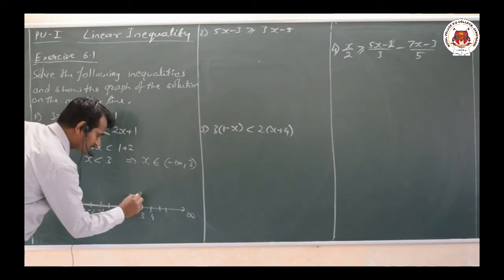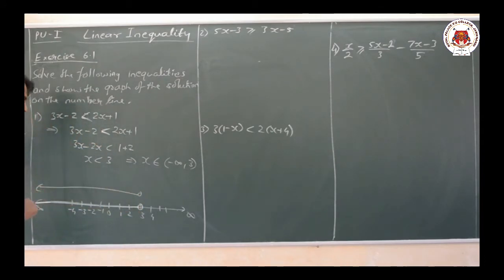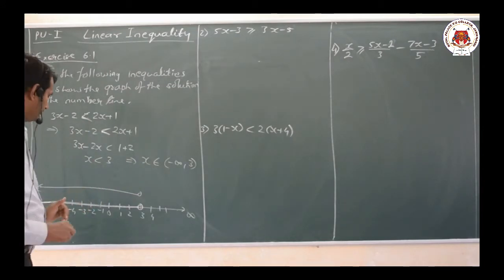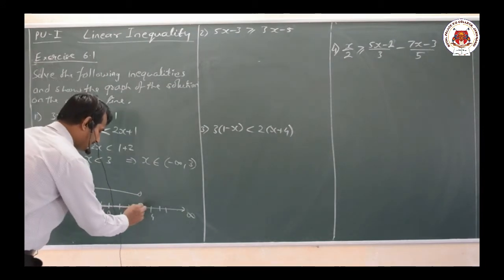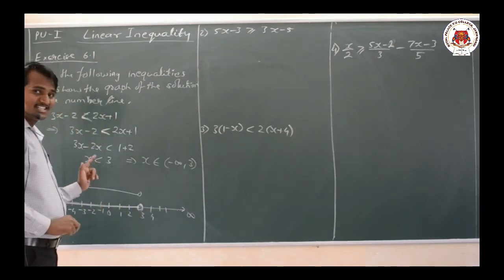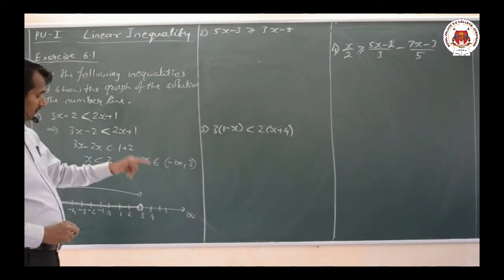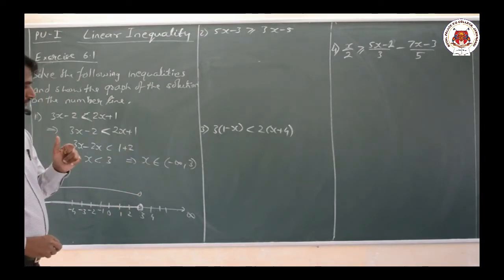You may draw upside also. That is nothing but our required result. This is the result on our number line. So majority of the textbooks draw only on this number line itself, except this 3. If it is strictly less than, then we have to exclude that value here.